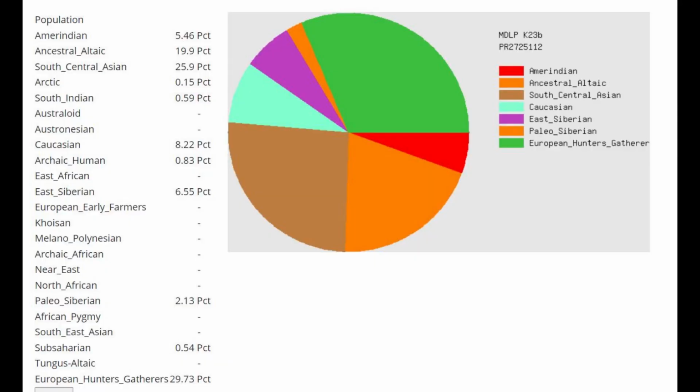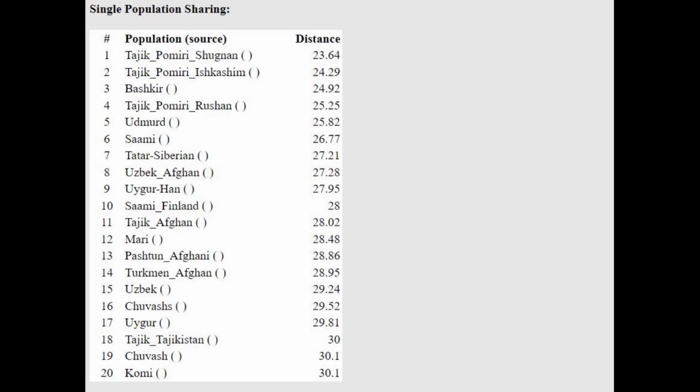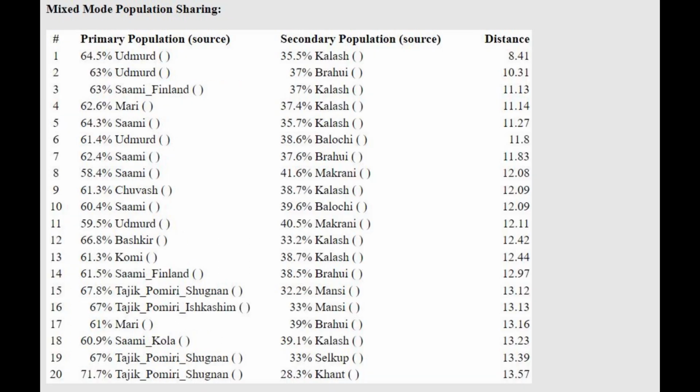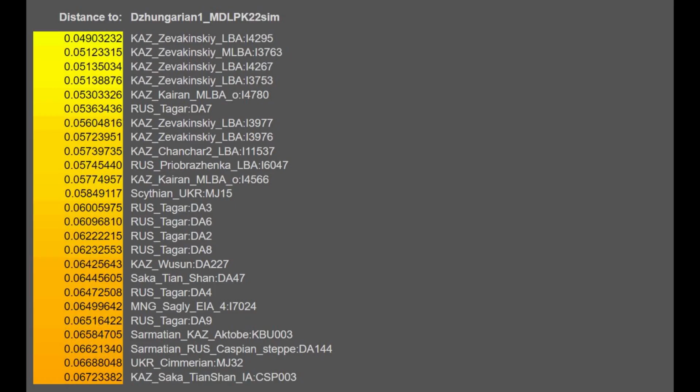And here's his result with MDLP K23B. What's interesting to me about this is that he's lacking the European early farmers component, which you would expect Indo-Iranians to have. With this calculator's oracle, he's closest to Tajiks, Bashkir, and all kinds of Volga-Ural groups, and he can be modeled as a mixture of Udmurts with Kalash, which are in eastern Pakistan, or Brahui, which are in southwest Pakistan. And here I did another G25 sim, this time on the basis of his MDLP K22 results.